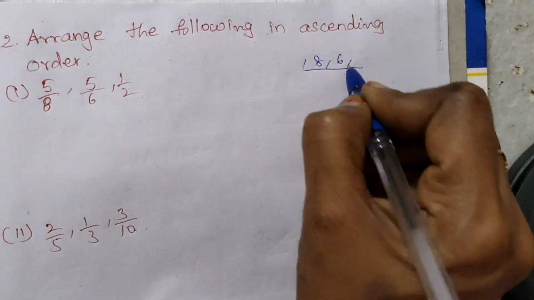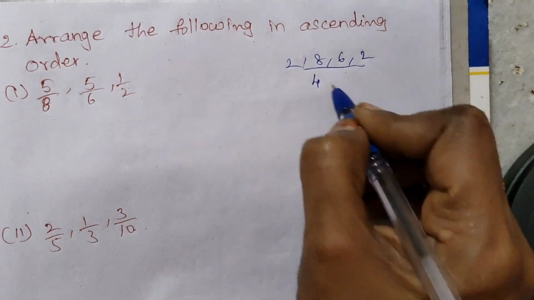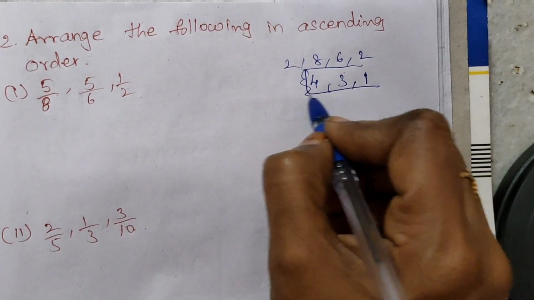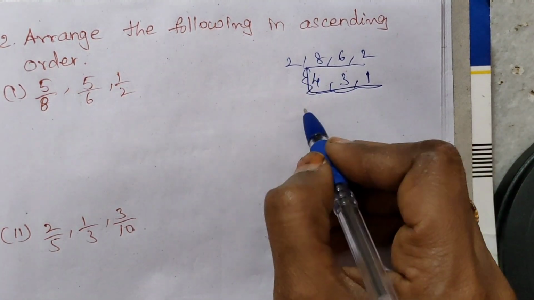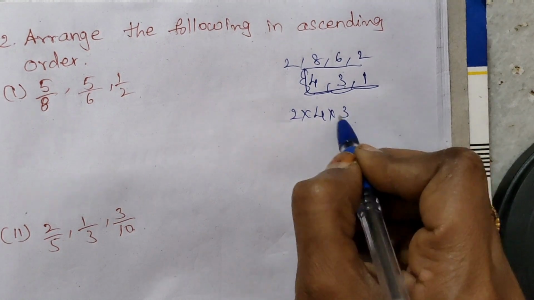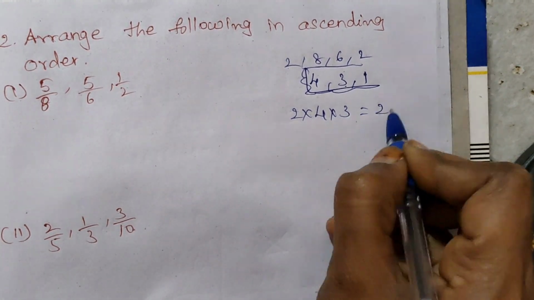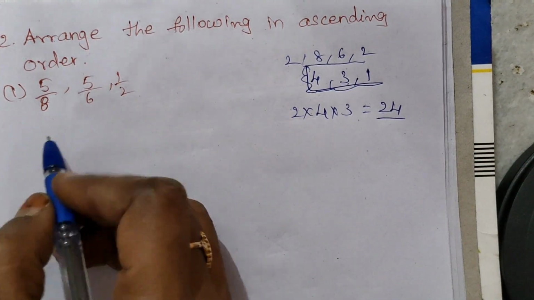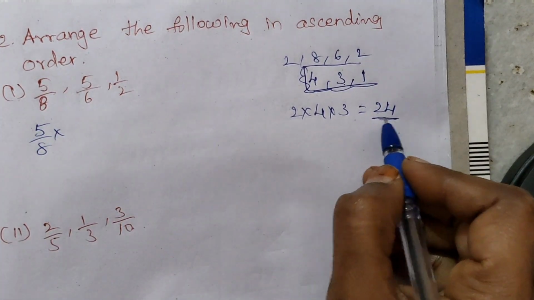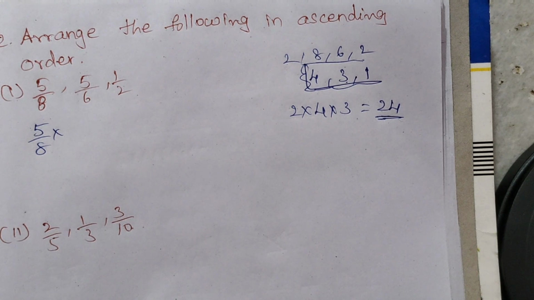Okay, 8, 6, 2. 2, 4, 8. 2, 3, 6. 2, 1, 2. So these are no common factors. Now I will multiply 2 into 4 into 3. That is equal to 2 4's 8, 8 3's 24. So first, in the denominator, I want this 24.